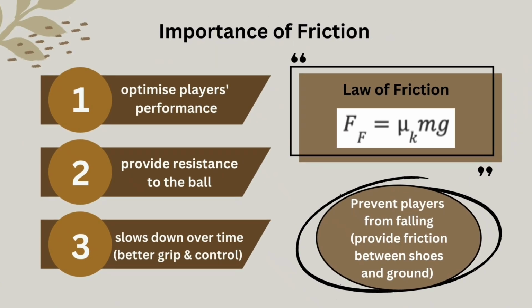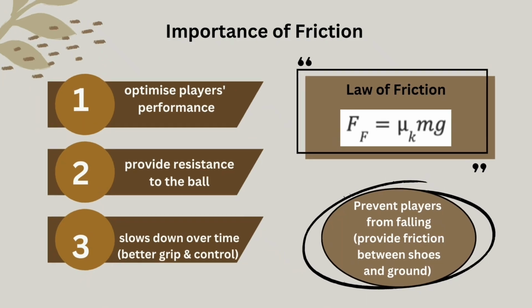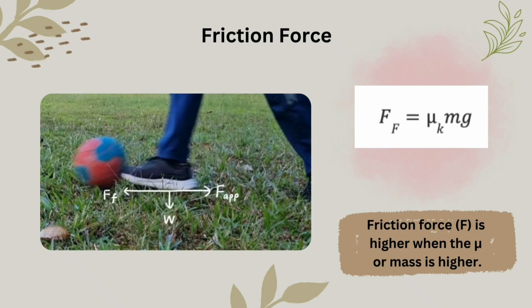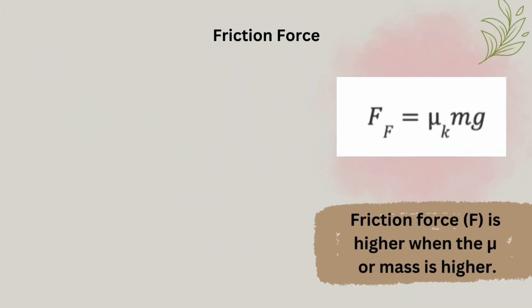Friction is important to optimize the player's performance, provide resistance to the ball, and slow down the ball over time so that the players have better grip and control. It's also important to prevent players from falling while providing friction between the shoes and the ground. The law of friction states that friction force is equal to mu k mg. Based on the formula, we can tell that friction force is higher when the mu or the mass is higher.